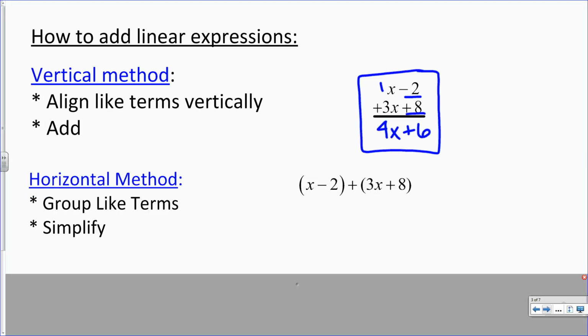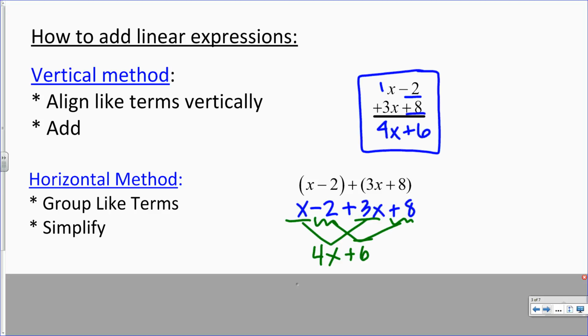The other, more common process is the horizontal method. And here you would want to group your like terms. Now, there's nothing keeping these in parentheses, so you can rewrite it outside the parentheses: x minus 2 plus 3x plus 8. From there you can find your like terms. You have an x and a 3x. Those combine to make 4x. And you have a negative 2 and a positive 8, and those combine to make a positive 6. So on each method we got 4x plus 6 for our answer.